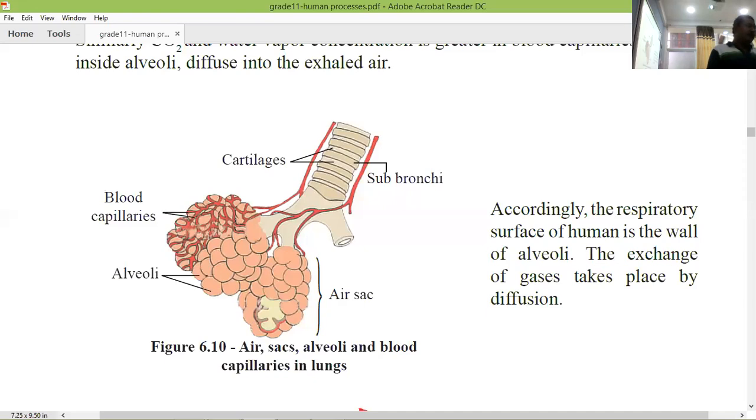Question number 12 I have already given. Let's move to number 13. And let's see how the second process occurs in the alveoli.